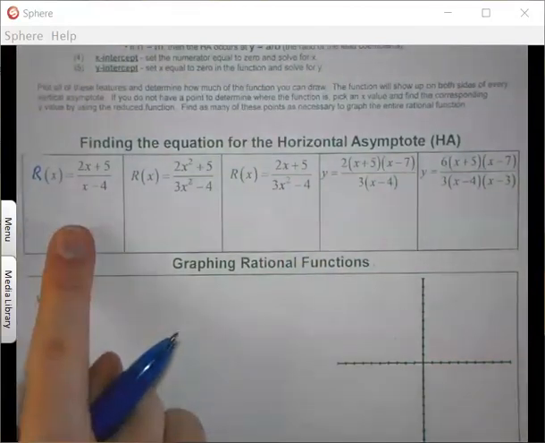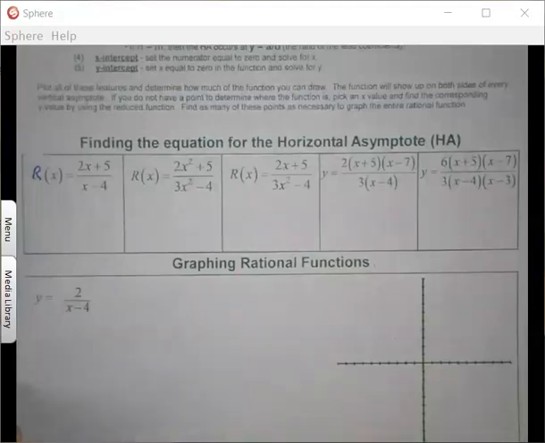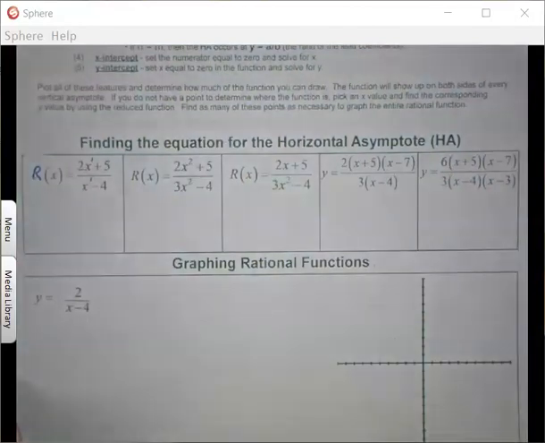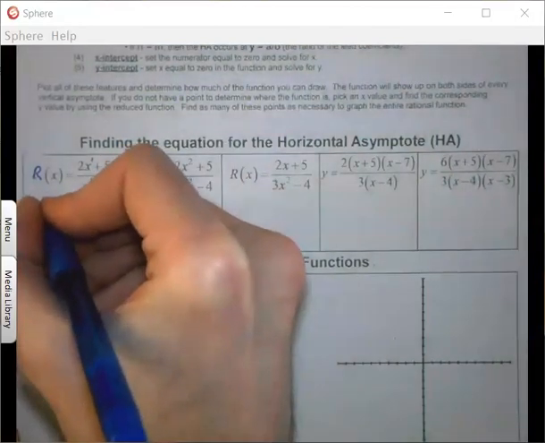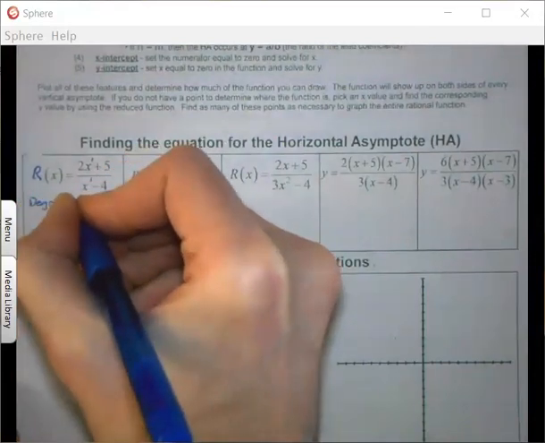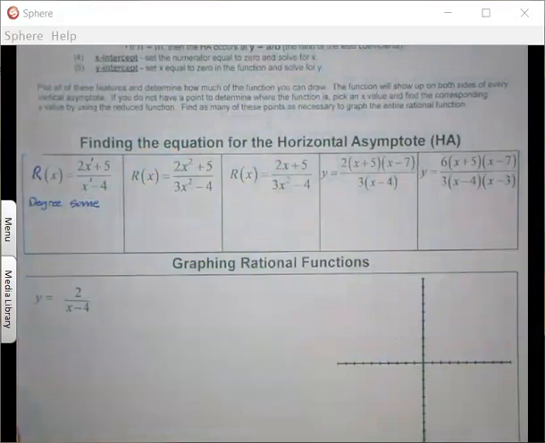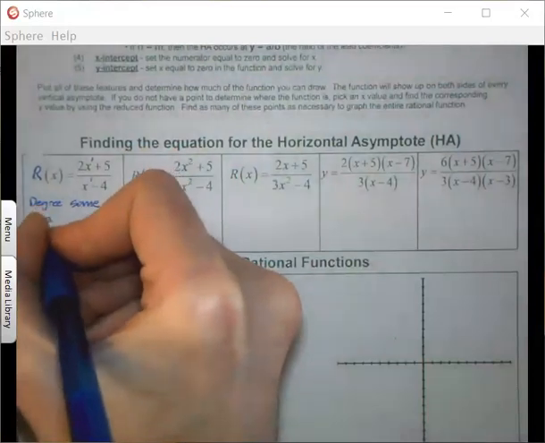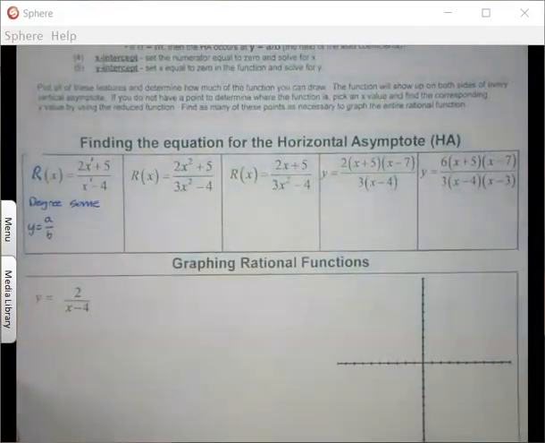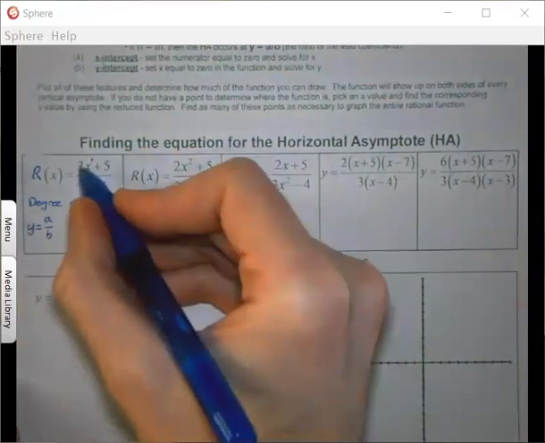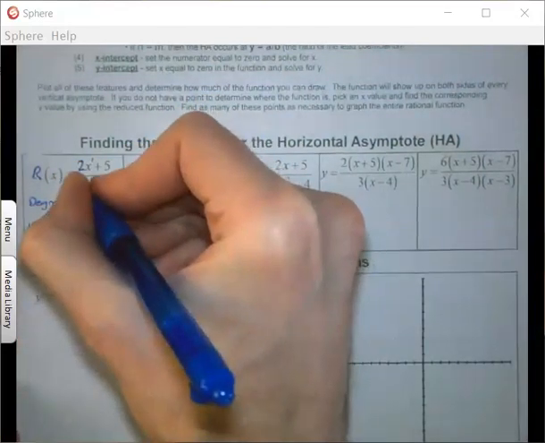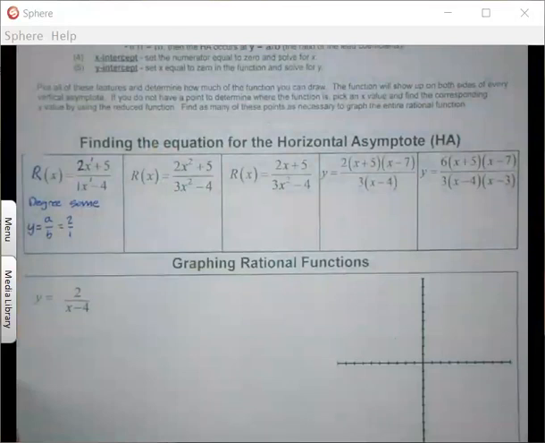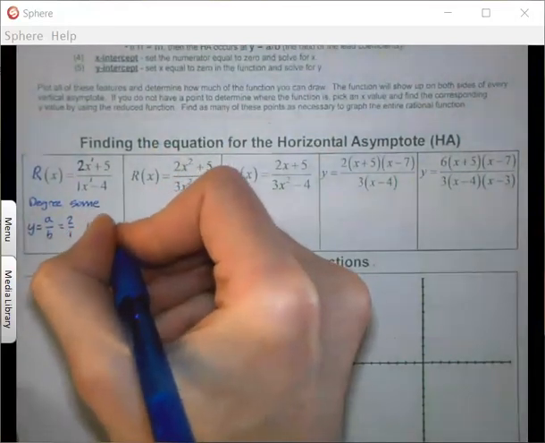Okay, so for the first one, remember if a degree is not written, it's 1. So that's first degree, that's first degree. So in this case, the degree is the same. When the degree is the same, our horizontal asymptote is at y equals a over b, right? The leading coefficients. In this case, that's 2 over 1. Again, when a number's not written in front, we say it's 1. Or we can say it's y equals 2.